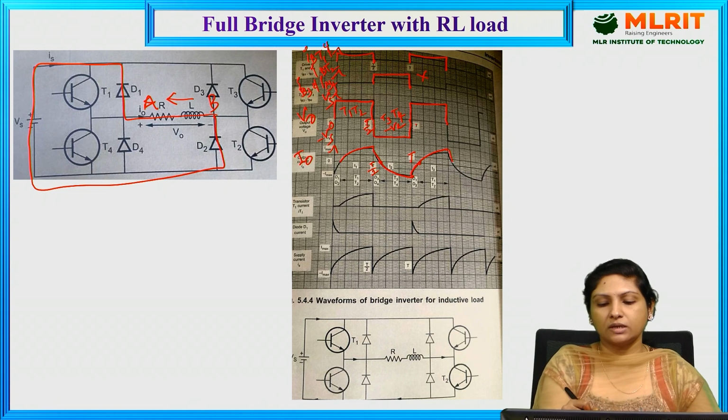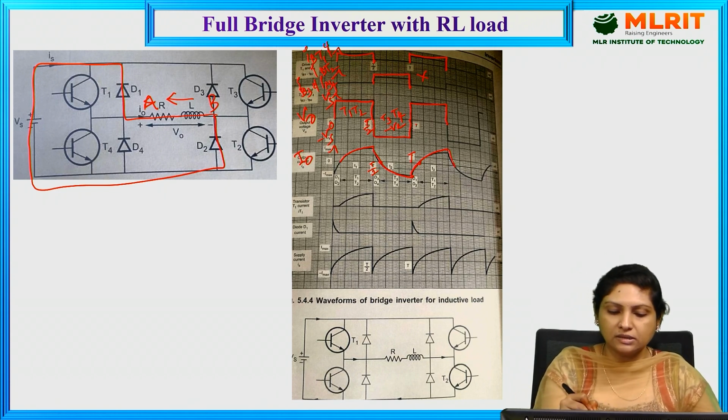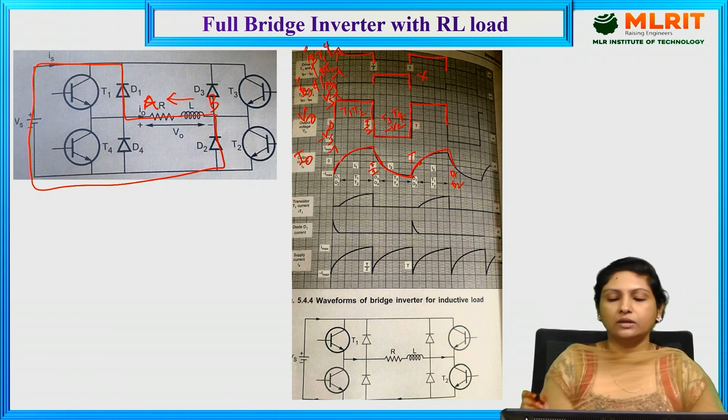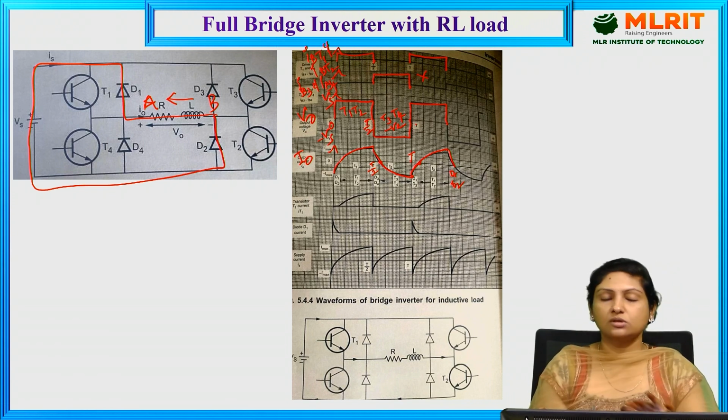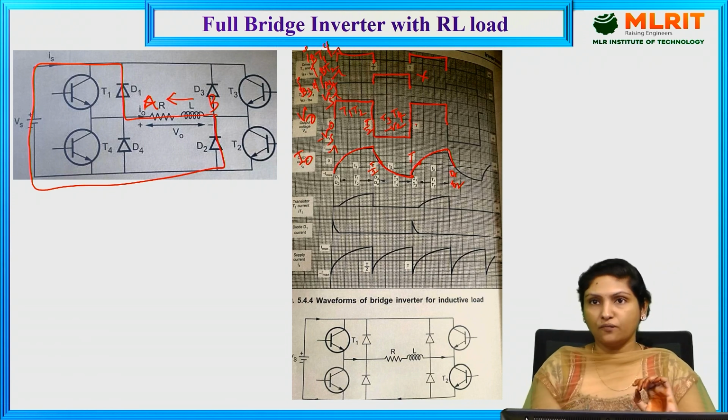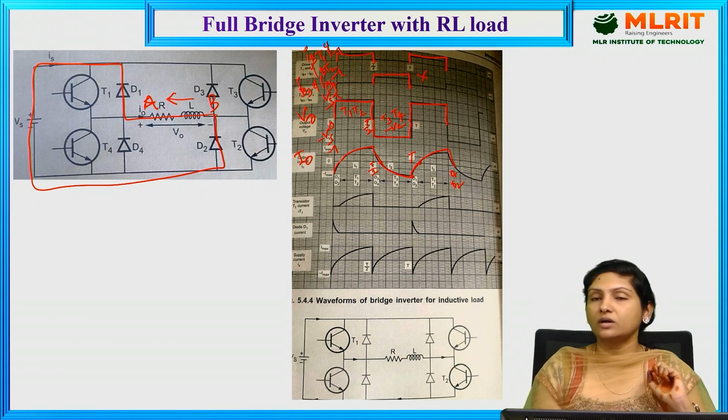So the cycle repeats, and here at this instant D1 and D2 conduct, and at this instant D1 and D2 conduct. So this is all about the output current waveform due to the presence of the inductor.